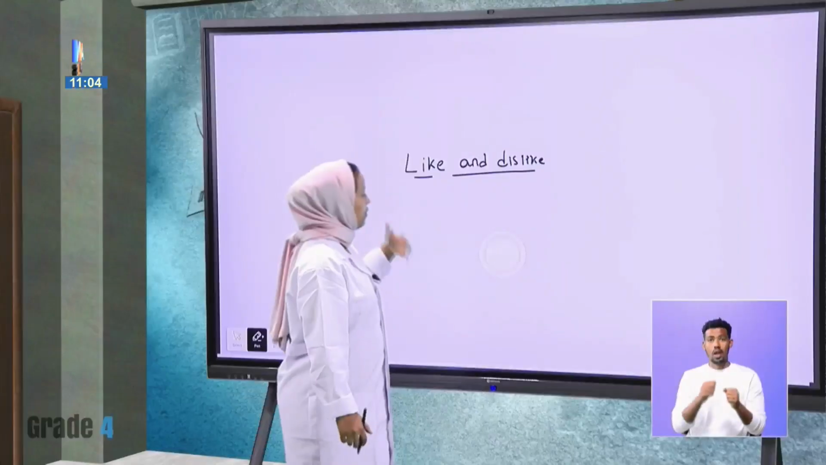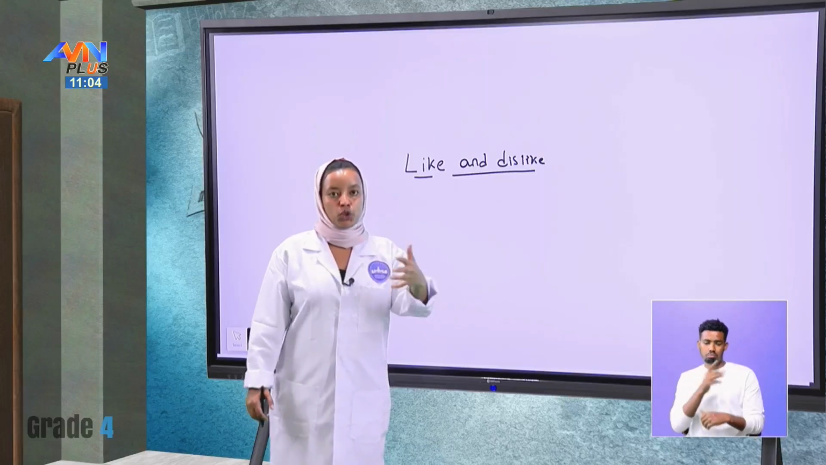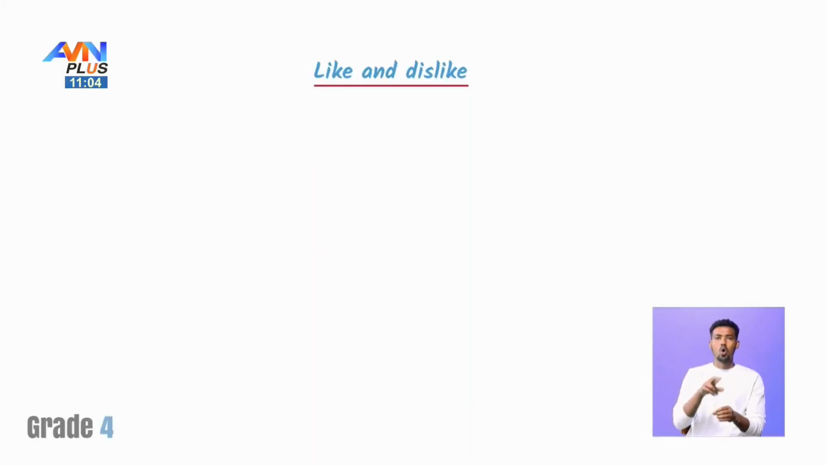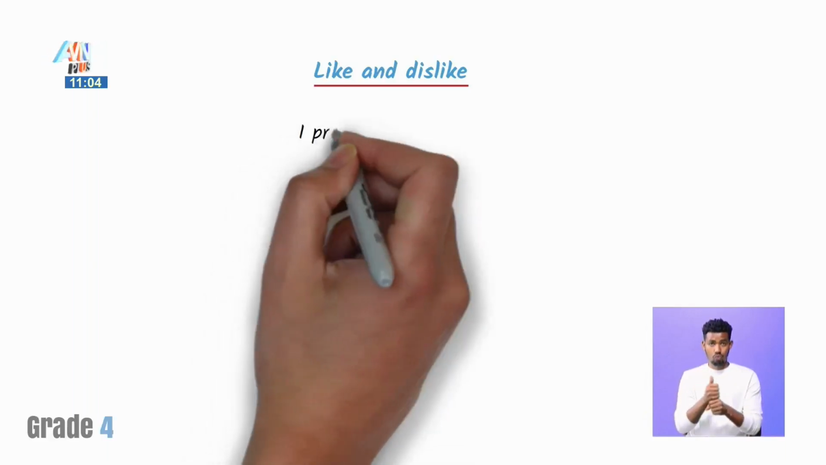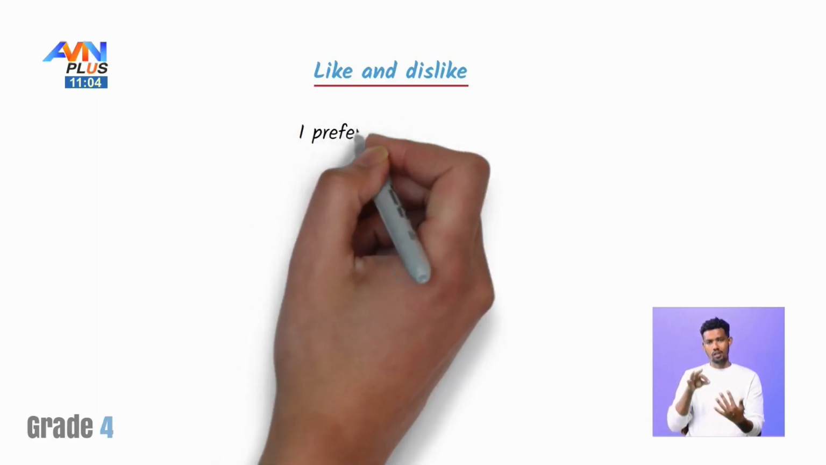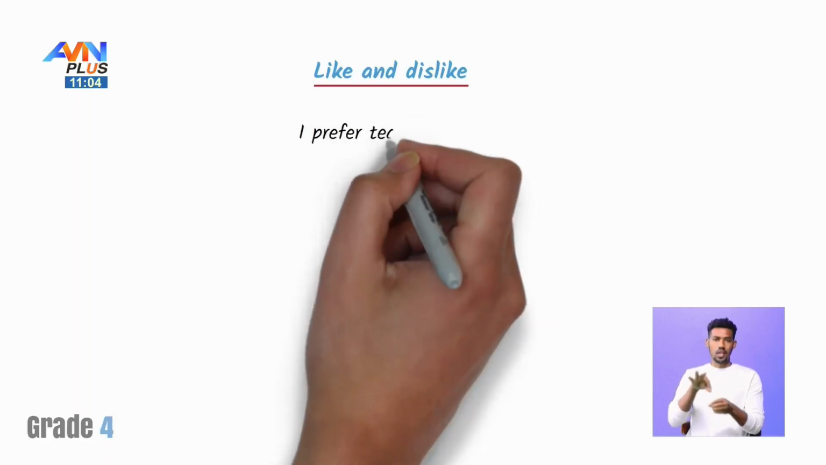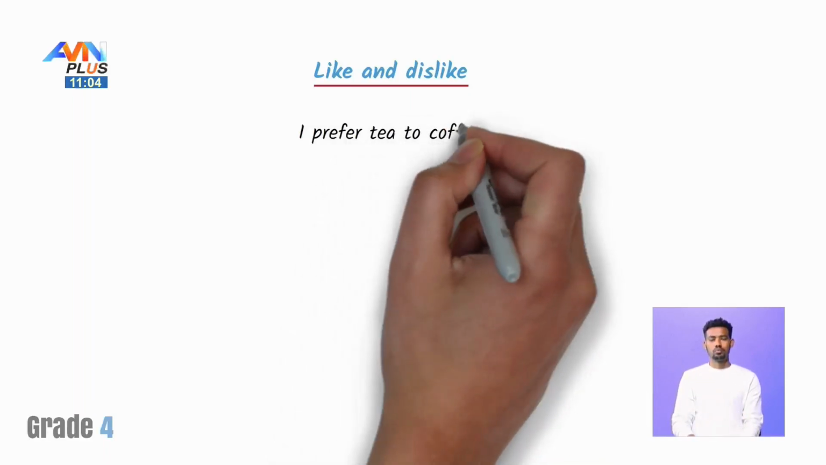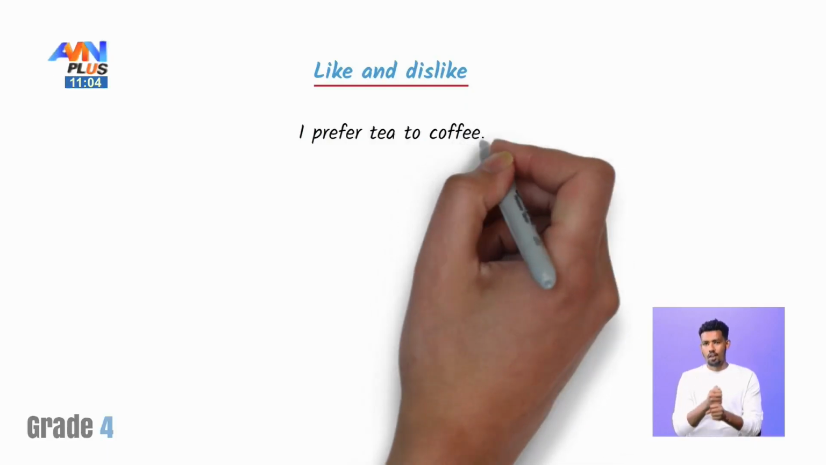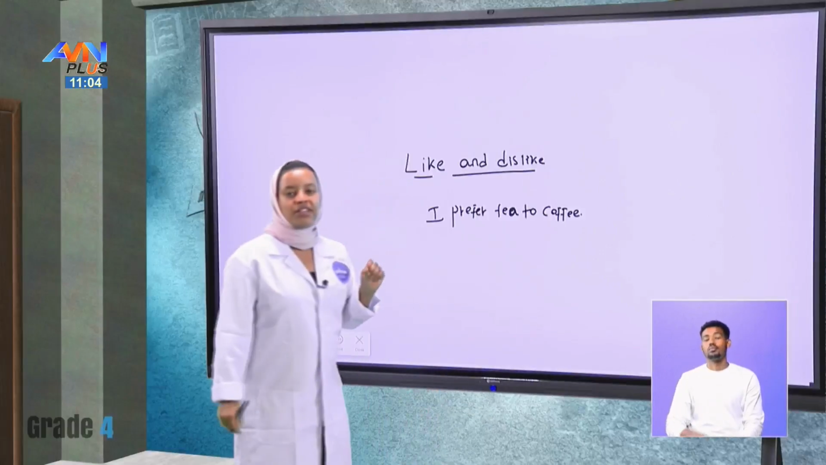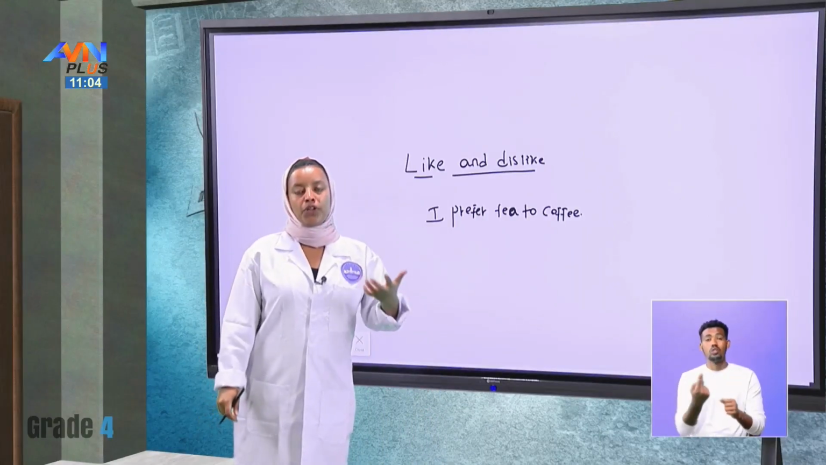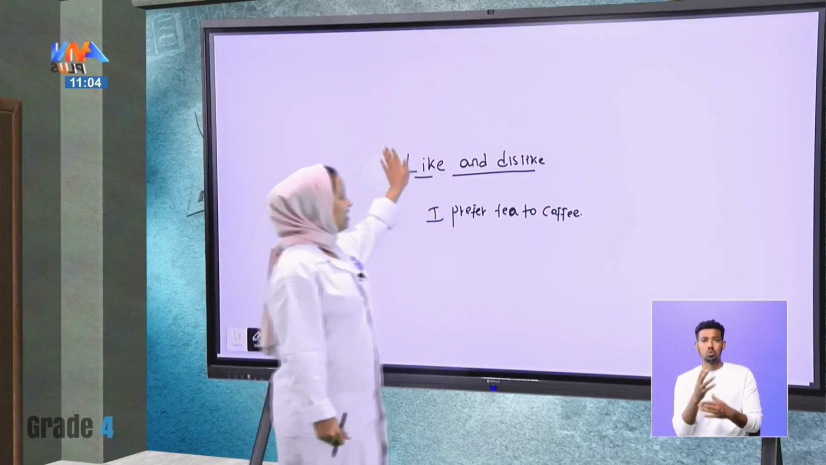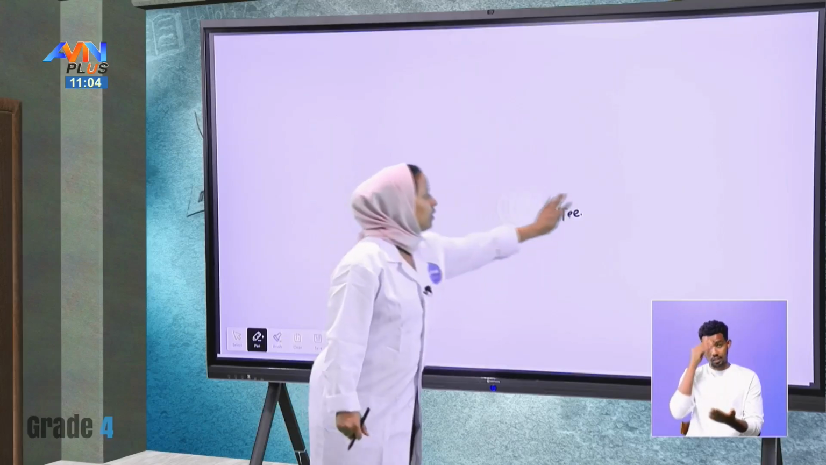If a person gives you two choices, like tea or coffee, you can say, I prefer tea to coffee. So, students, you can use I prefer when you have a choice between two things. Students, this is a lesson from last time.